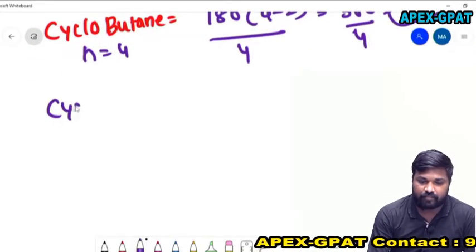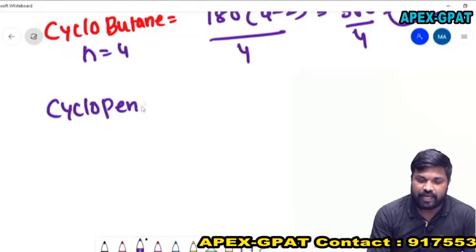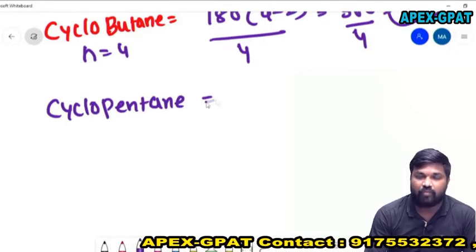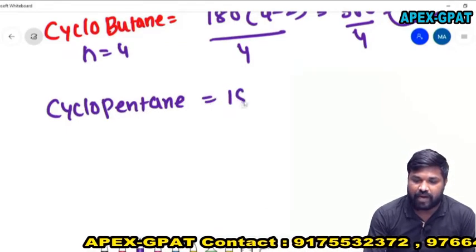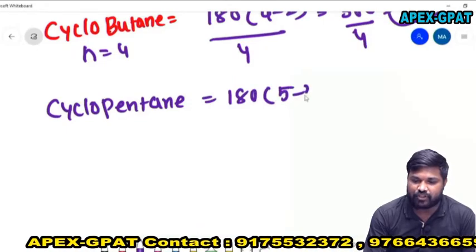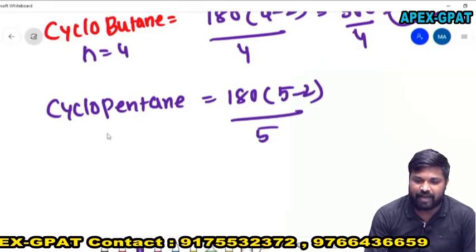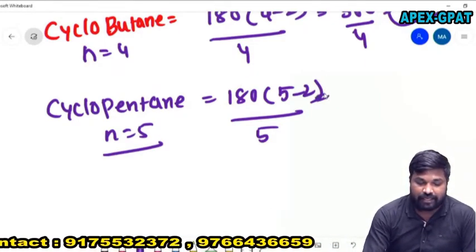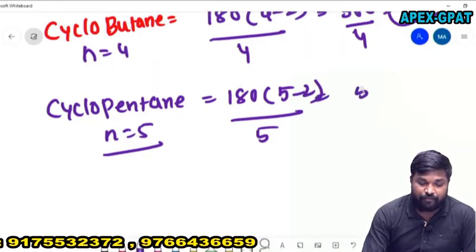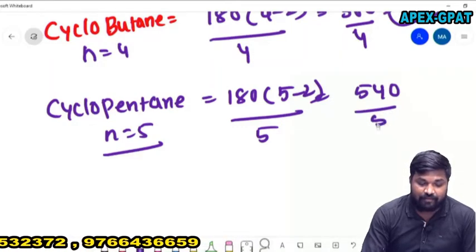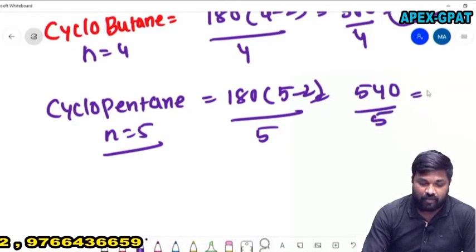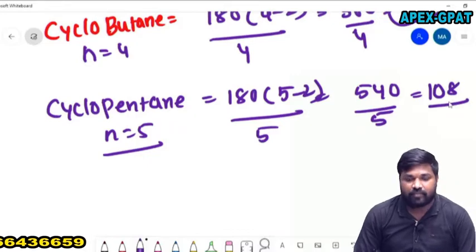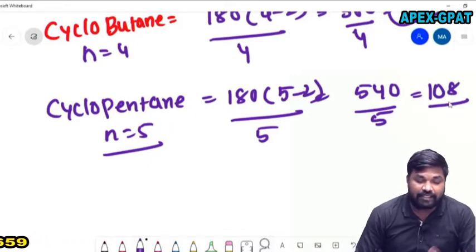The next one, cyclopentane. The formula is 180 into 5 minus 2 by 5. Here the n value is 5; pent means 5 carbon atoms. That equals 540 by 5. How much are we getting? 108.